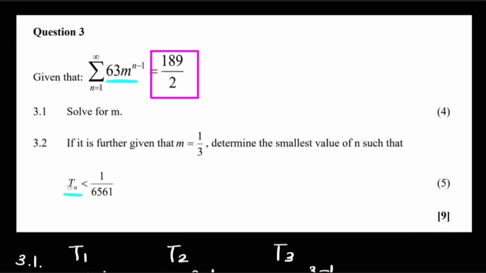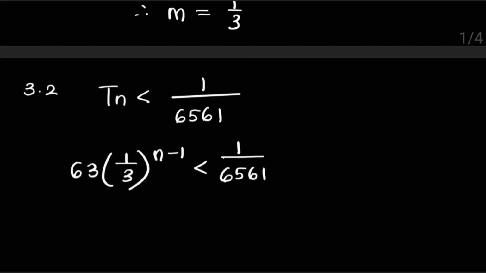That is the general formula. So on the left-hand side where we have Tn, we can replace it with 63m to the power n minus 1. But now since we know what m is, we can actually have 63 times 1 over 3 to the power n minus 1. So that's how we're going to start off. So here we have it. There's the question. We replaced Tn with the general term, and we replaced m with 1 over 3.